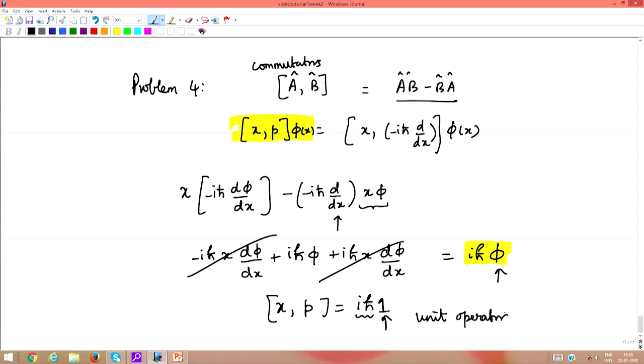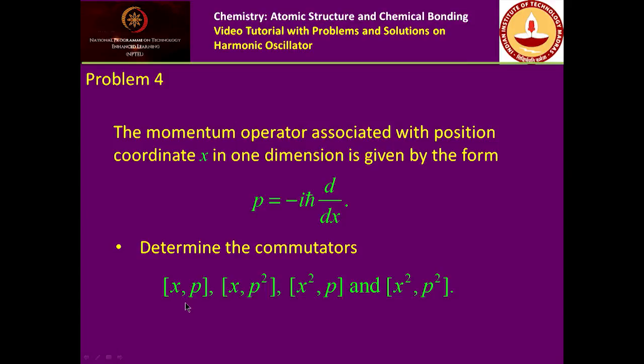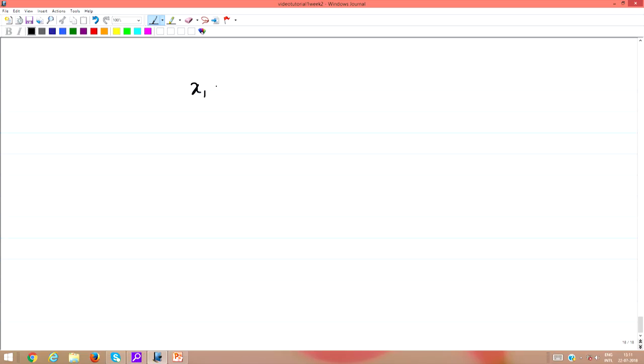Okay. So, given this, the remaining commutators in the problem that you have are the commutator x comma p square, x square comma p, and x square comma p square, to be calculated. Let me do that very quickly also. And these are illustrative of the algebraic methods which are important in quantum mechanics. Let us go to x comma p square.